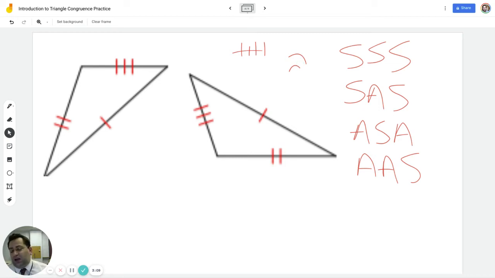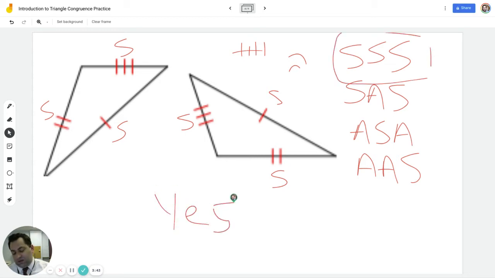So if I'm looking at these two triangles here, I have one tick mark to one tick mark, two tick marks to two tick marks, and three tick marks to three tick marks. I have all S's. So side, side, side. Well, if you are a little confused as to order or which one stands for which, if you have three S's, three sides, then you have to pick the one that is three S's. So it would be side, side, side. So we are congruent, yes. We have congruency, and it's by side, side, side. Let's take a look at another one.